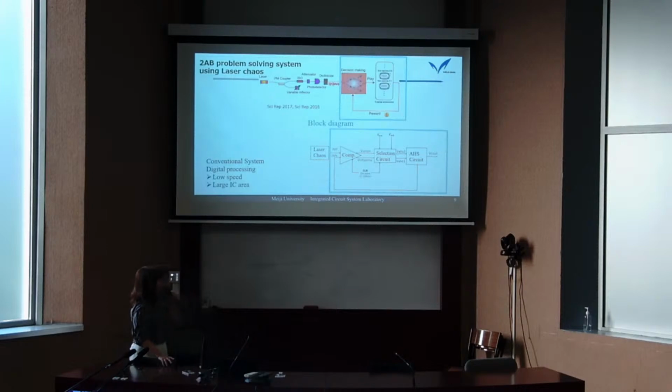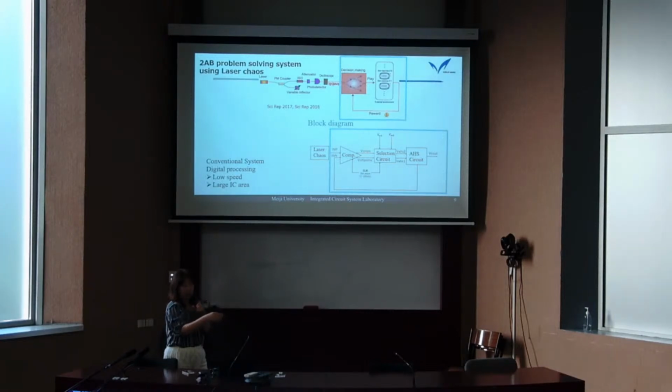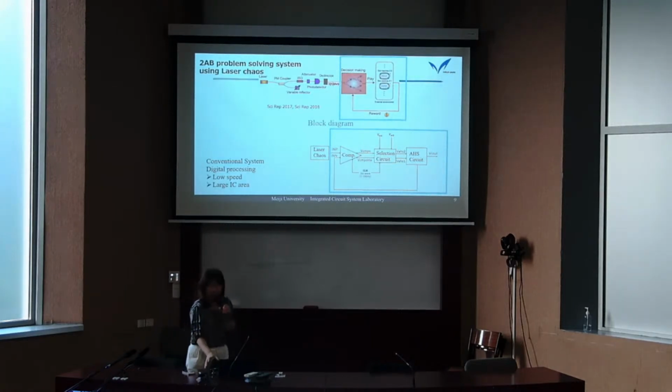This is the concept of the two-armed bandit problem solving system using laser chaos. This is the laser chaos. Laser chaos means chaos generated by a semiconductor laser. Why is laser chaos used? Because laser chaos is a very high speed signal generator. It may be 20 gigahertz is possible.